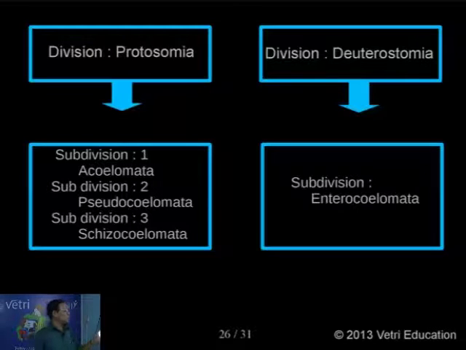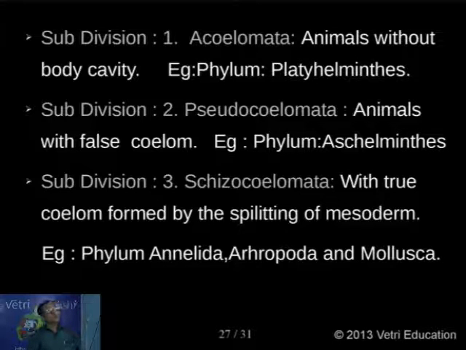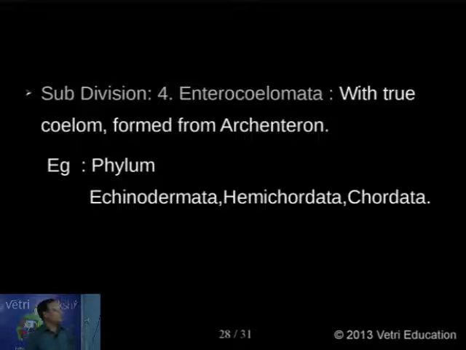Now in the case of acoelomata, we have platyhelminthes. In the case of pseudocoelomata, we have the roundworms or aschelminthes, and in the case of schizocoelomata, we have the animals Annelida, Arthropoda, and Mollusca. Now, this division of Coelomata normally includes animals, for example, Echinodermata. Then we have the Hemichordata and Chordata. So see that one, enterocoelomata with the coelom formed from the archenteron. The examples are one invertebrate group and one non-chordate group, namely Hemichordata, and then Chordata.